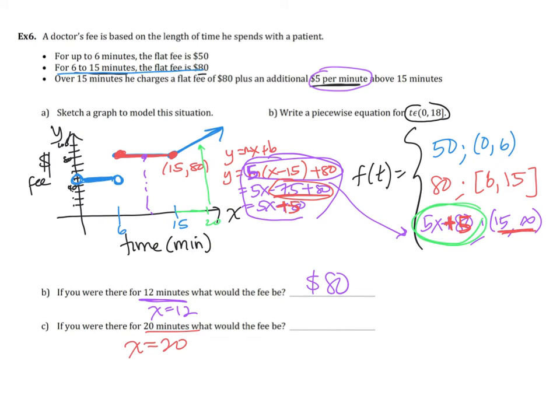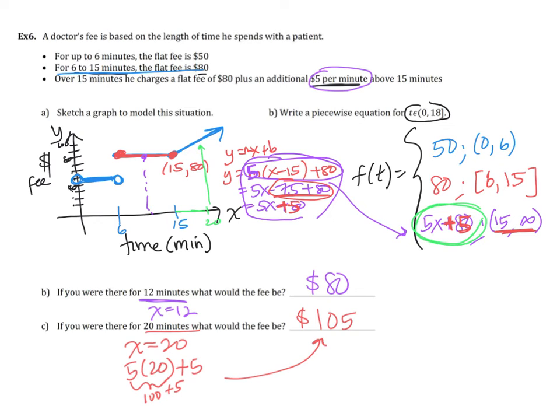Well, x equals 20, this is the part of the domain where x equals 20. So I'm going to put 5 times 20 plus 5. So that would be $105. So that's how much you would pay if you were there for 20 minutes.